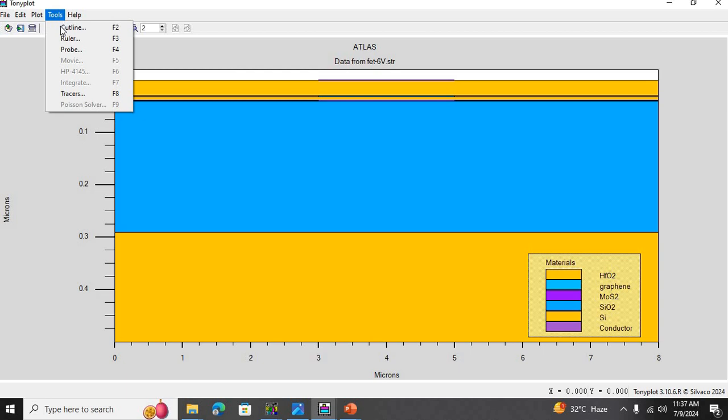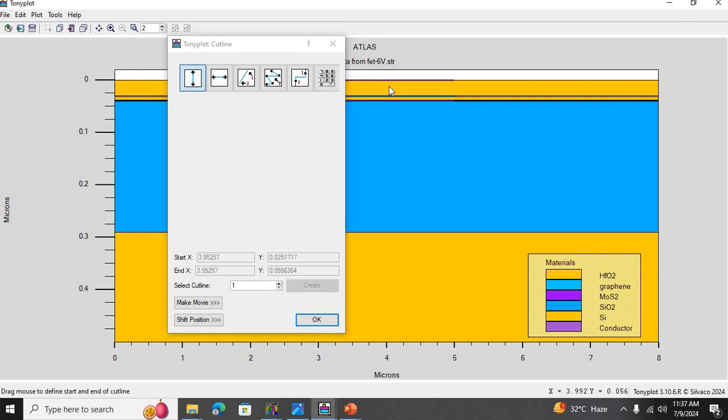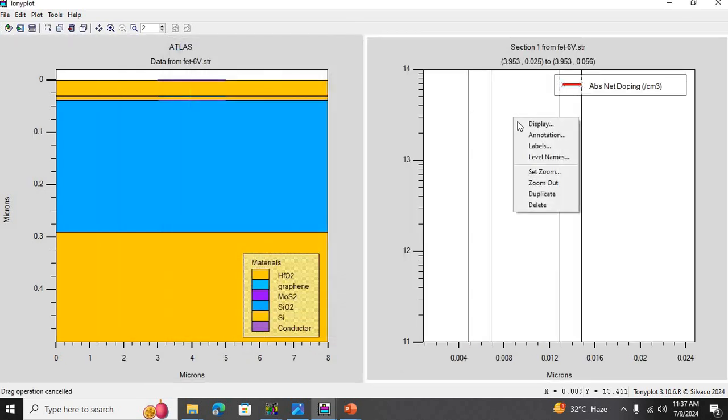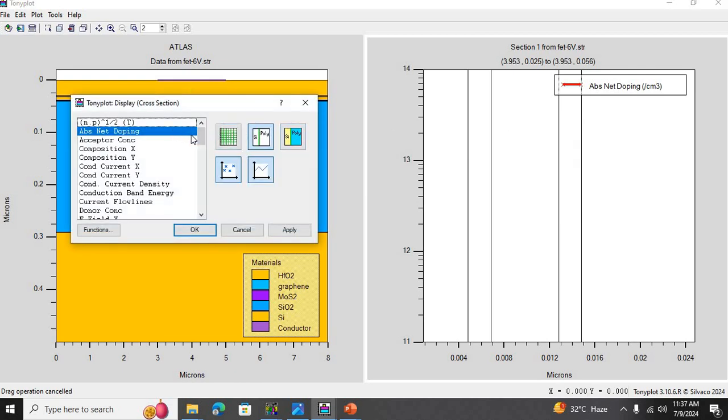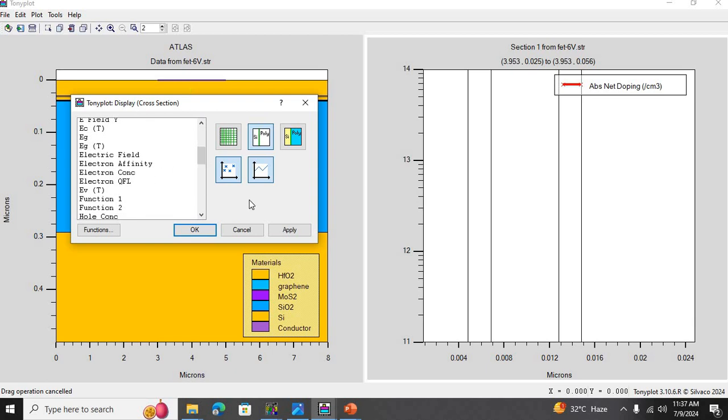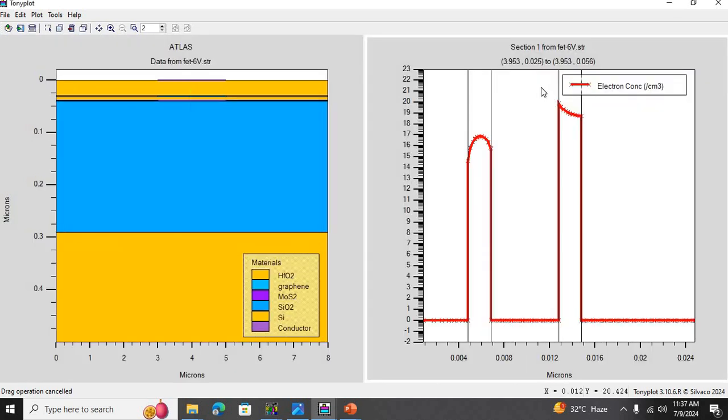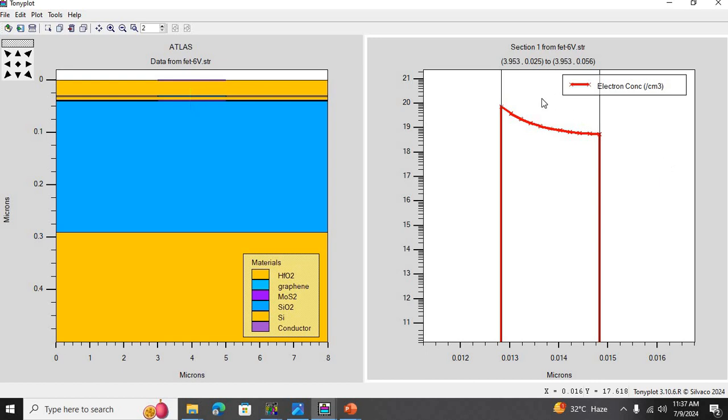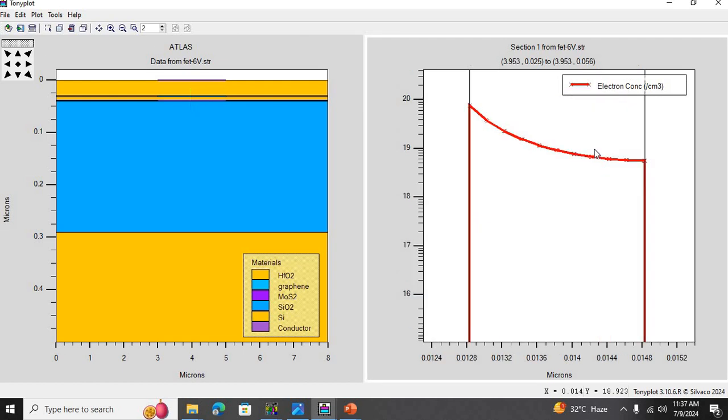So in order to look at the electron concentration inside the channel region, we go to tools and then cut line. And we draw a cut line over there across the channel region. Then we go to display, and we click on the electron concentration. And then we zoom in on the channel region electron concentration. So at a gate voltage of minus 6 volts, my electron concentration is approximately 10 to the power of 20 per centimeter cube at the surface.